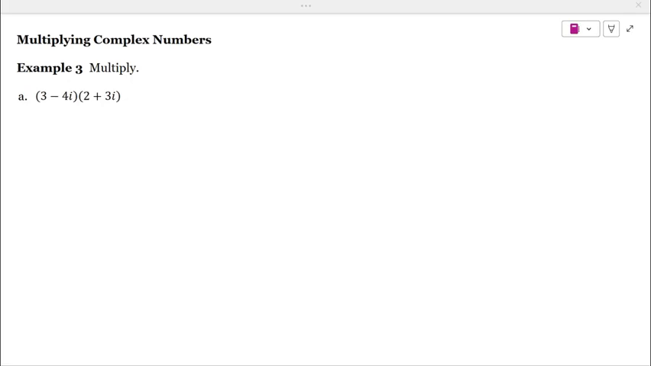Multiplying complex numbers. When we multiply complex numbers, we treat i the same way we would a variable. And so we're going to multiply these two things together the same way we would two binomials. I'll use for this first example the FOIL method, starting by multiplying the first terms together, then the outer terms, then the inner terms, and then the last terms.